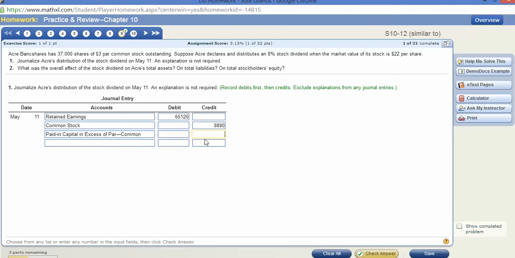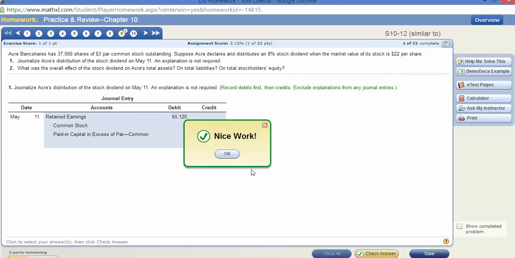If you want to call it a plug, call it a plug. If you want to call it an adjusting entry, call it an adjusting entry. But basically, it's the difference between the market value times the number of shares that are going to be stock dividended out, in this case 8% of 37,000, and common stock, which is again 8% of 37,000 times par. So 65,120 minus 8,880 gives you 56,240. That's the difference. And these are the 3 accounts you hit when you do a stock dividend.